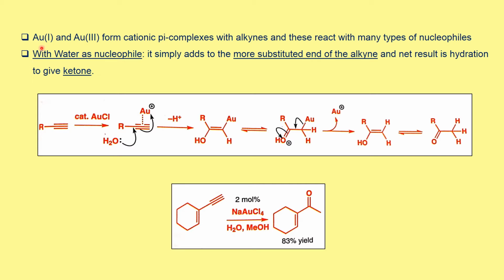So now these gold 1 and 3 complexes, they have the ability to interact with the alkyne to form the pi complexes. That is what they do. Once they interact with the alkyne, they form the pi complexes. As a result of this interaction, these alkynes become electron deficient in nature. And now once they become electron deficient, they are susceptible to attack by various kinds of nucleophile.